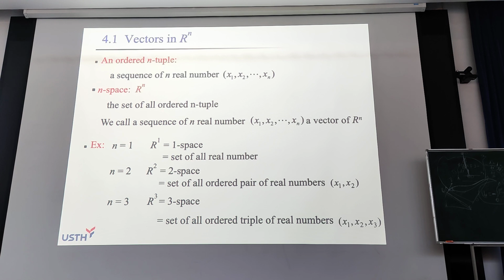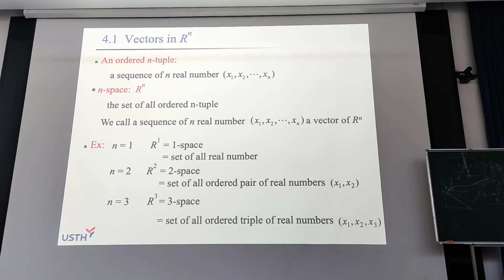First, we define what we call n-space, denoted by R to the power n. We consider a sequence of n real numbers, x1, x2, ..., xn, and we count the order of that, meaning we cannot exchange x1 and x2. Then the n-space Rn is the set of ordered n-tuples like that.